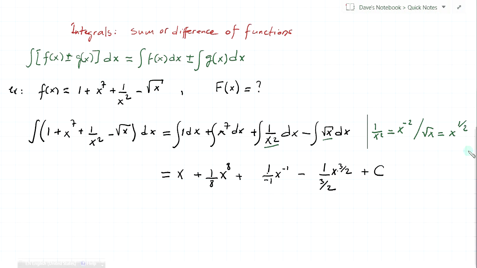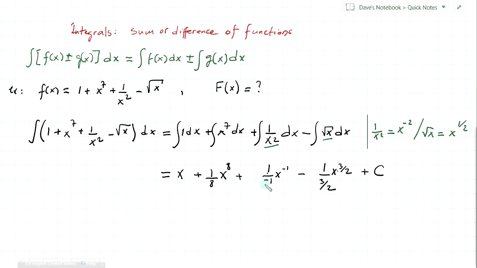Now that we've done that, we can rewrite the function and start to integrate. The integral of the constant 1 gives us x. Then we integrate x to the power of 7, which means we increase the power. If you add 1 to it, it gives you 8, and the new power will be 8. We get x to the power 8, and then it is divided by the new power, so we have 1/8 x to the power of 8.